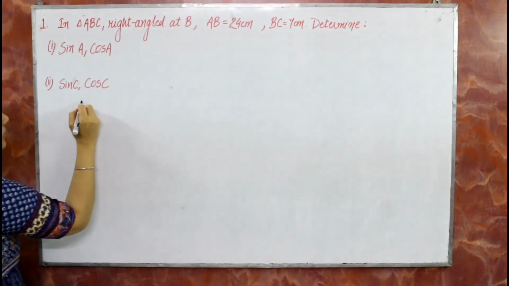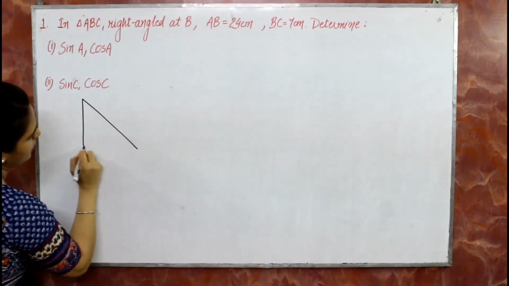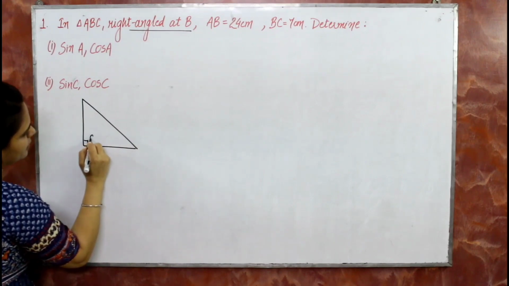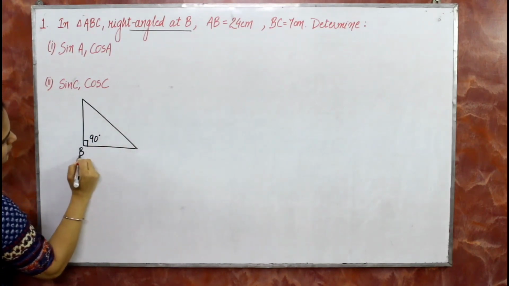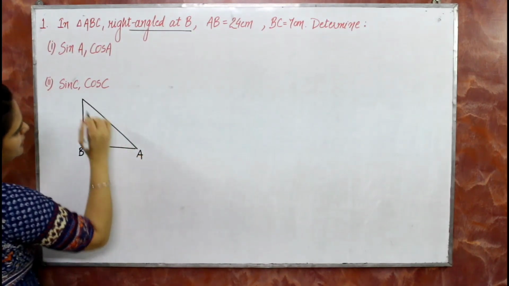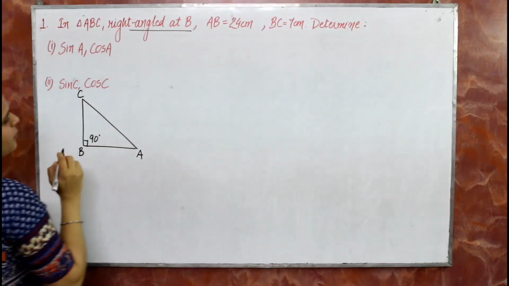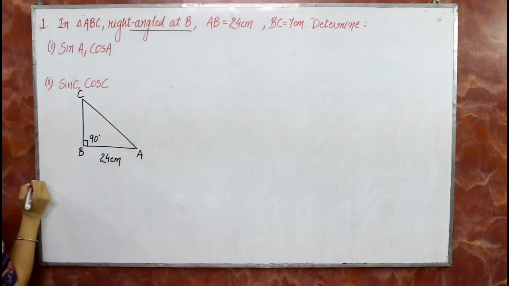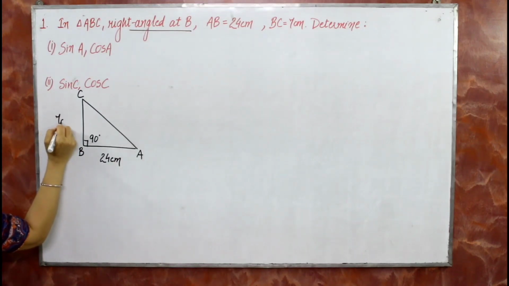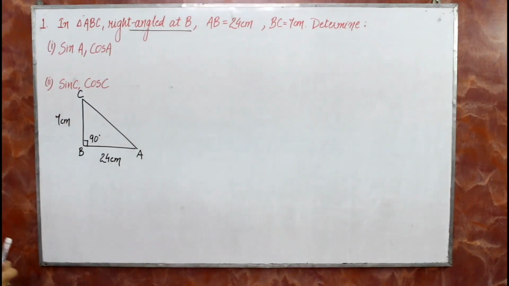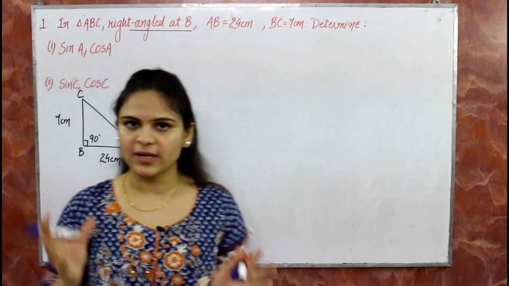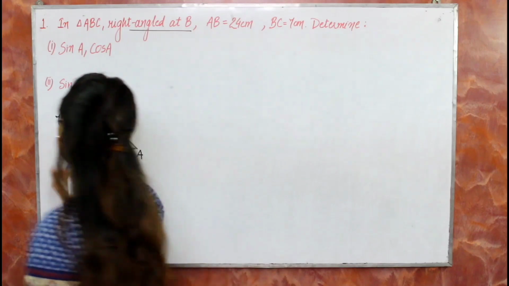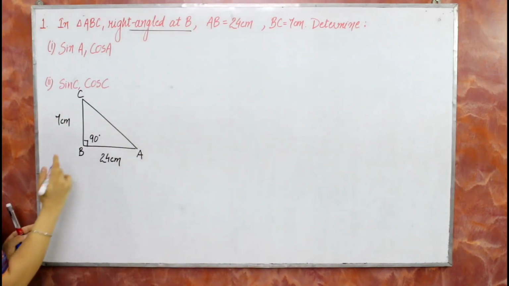Okay, let's make a right triangle which is right angled at B. So this is point B, A, B and C, where AB is equal to 24 centimeter and BC is equal to 7 centimeter. Firstly, you should know all three sides of the triangle. For that, we can use Pythagoras theorem. Here we know two sides.